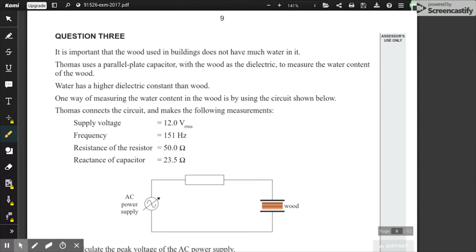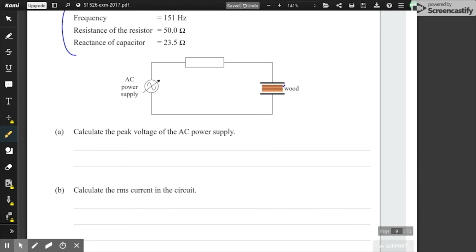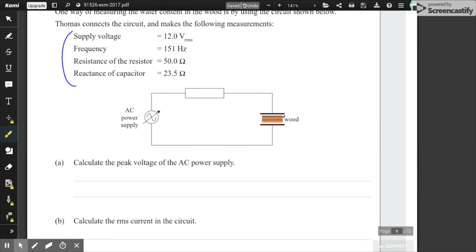Alright, on to question 3, and Thomas is using a parallel plate capacitor with wood as a dielectric to measure water content in the wood. So we have a basic circuit here. We can see that our wood in between our parallel plate capacitor is serving as our dielectric. A bunch of values here which I'm sure will come in handy. And we're asked right off the bat to calculate the peak voltage of the AC supply.